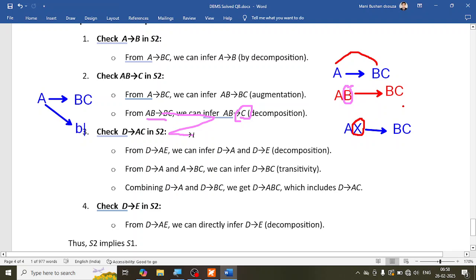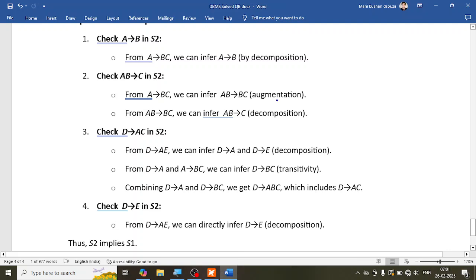You have no confusion regarding that. And you can say A can derive C because you can decompose it. A can derive BC means A can derive B as well as A can derive C. Now, what is the story here? The story here is AB. Instead of A, I'm taking two attributes now.